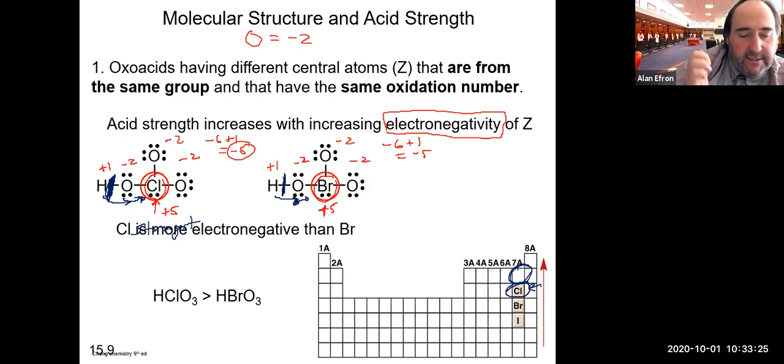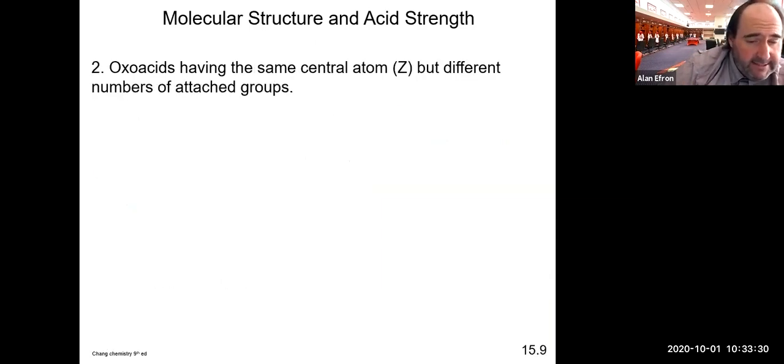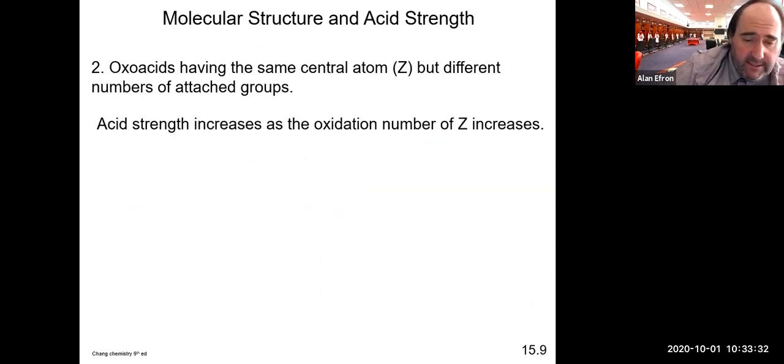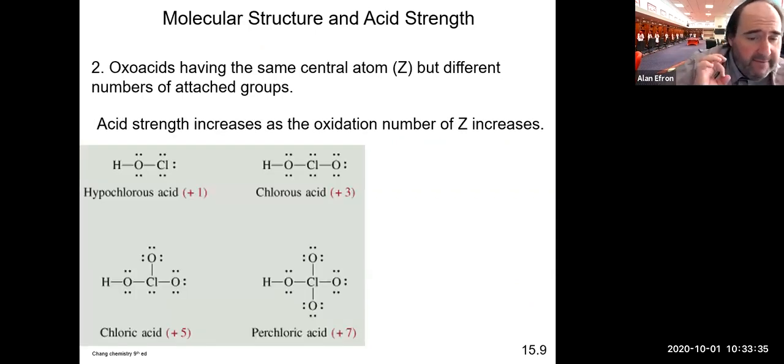So that leaves us the third type of acid, which is also an oxyacid. The difference here is we have the same central atom, but we have different groups attached on the outside. The previous one, we had different central atoms with the same oxidation number, but here we have the same central atom with different groups attached. So in this case, obviously our central atom, for the most part, is all these chlorines, right? These chlorines here.